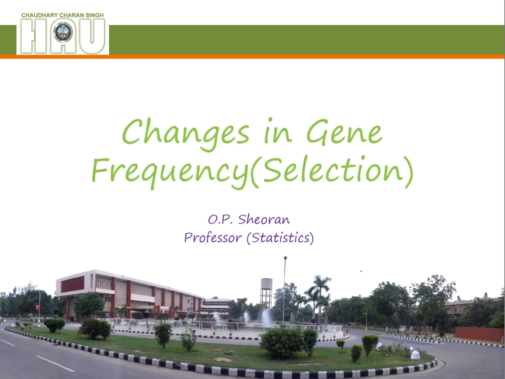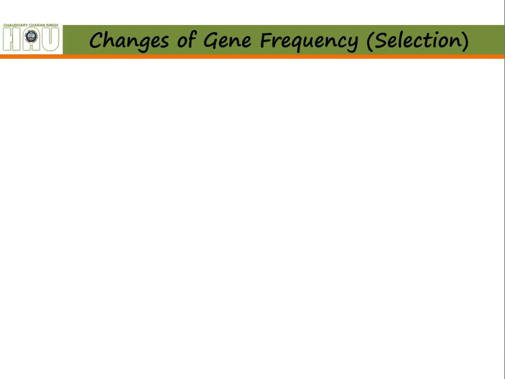So good morning students. Today we will discuss change in gene frequency in the presence of selection. In previous lectures we have discussed the change in gene frequency which occurs due to the systematic processes. And there are three systematic processes. One is migration, second is mutation, and third is selection.